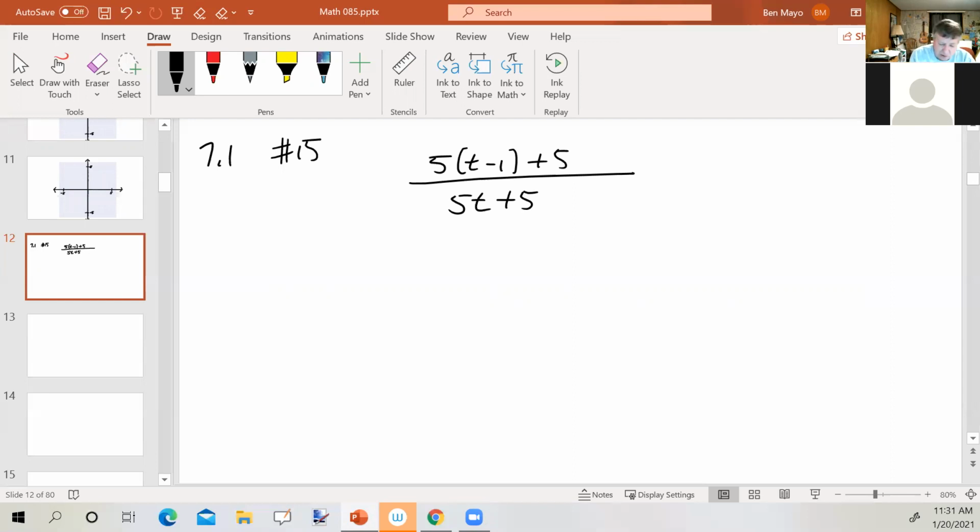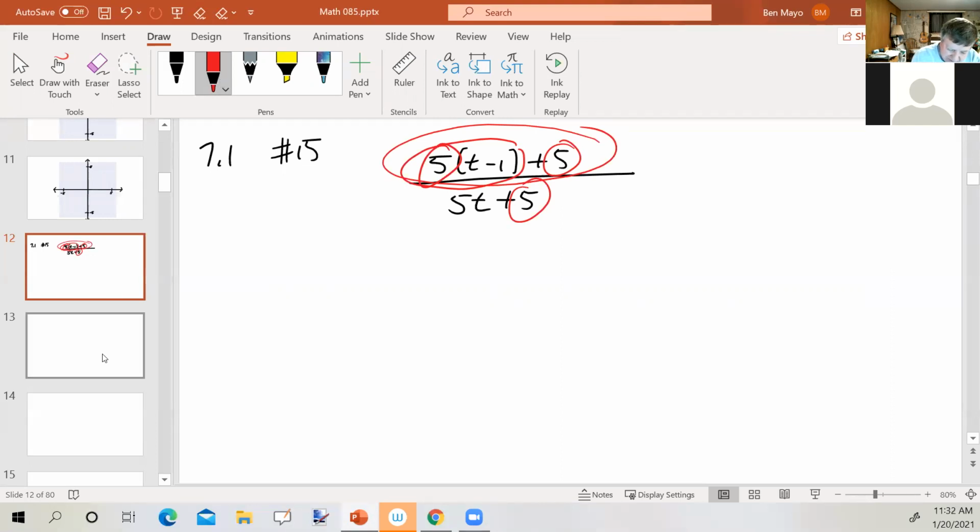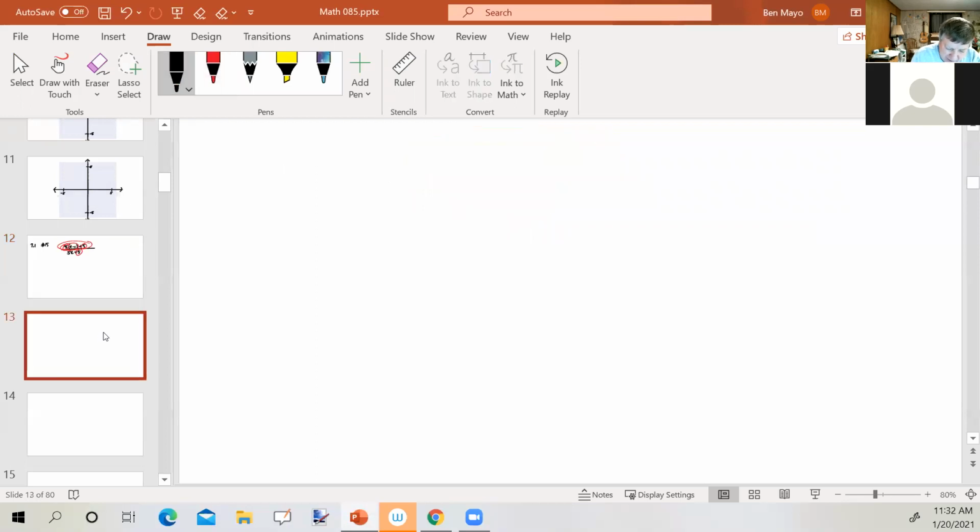Now, let's take a look at that. For instance, this 5 and this 5, they're both terms, okay? This 5 is a factor of this, but it's not a factor of the whole thing, okay? So we still can't even reduce out that 5. Well, now that I've made a mess of things, let's go back and recopy that.